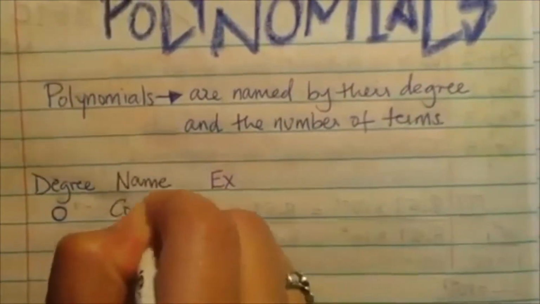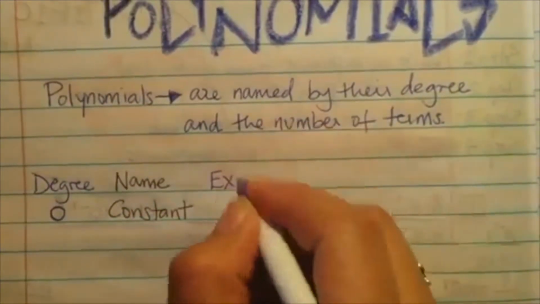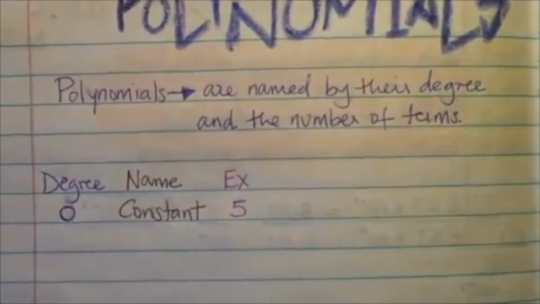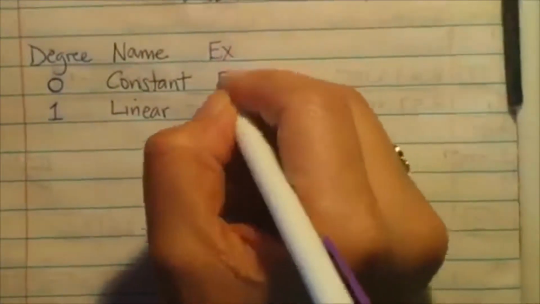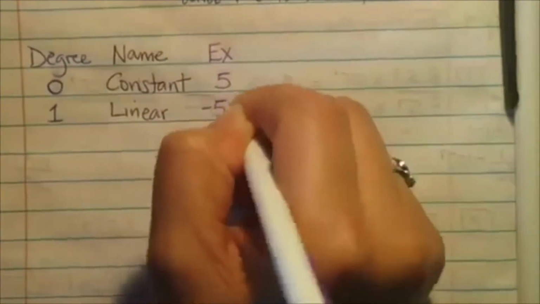If it has a 0 degree, it's called a constant. What does that look like? Like the number 5. If it's got a 1 degree, it's known as linear. And what does that look like? Negative 5x. See, because it has x to the power of 1.